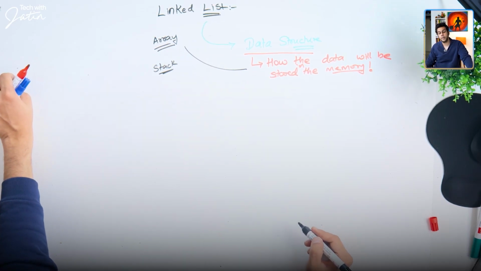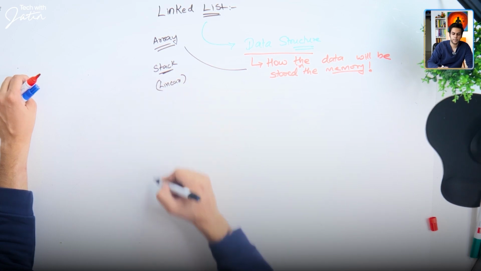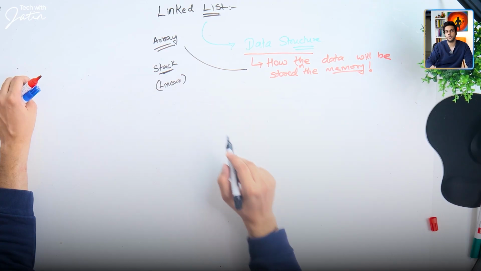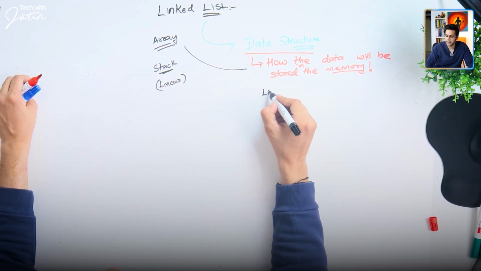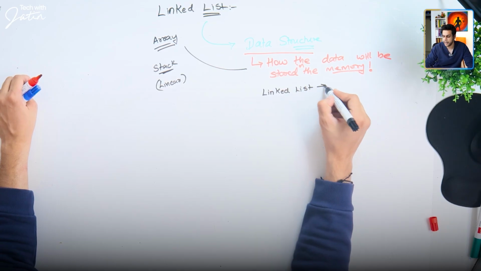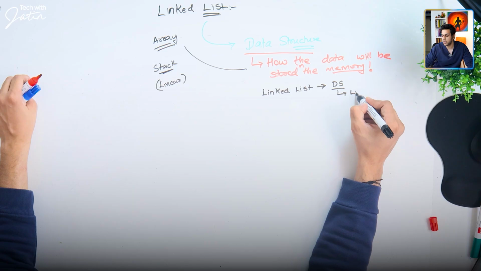Array and stack, they both are linear data structures. Okay, linear data structure. So over here, your linked list also, guys, is a linear data structure. So linked list is also a data structure, and what kind of a data structure is it? It is a linear data structure.